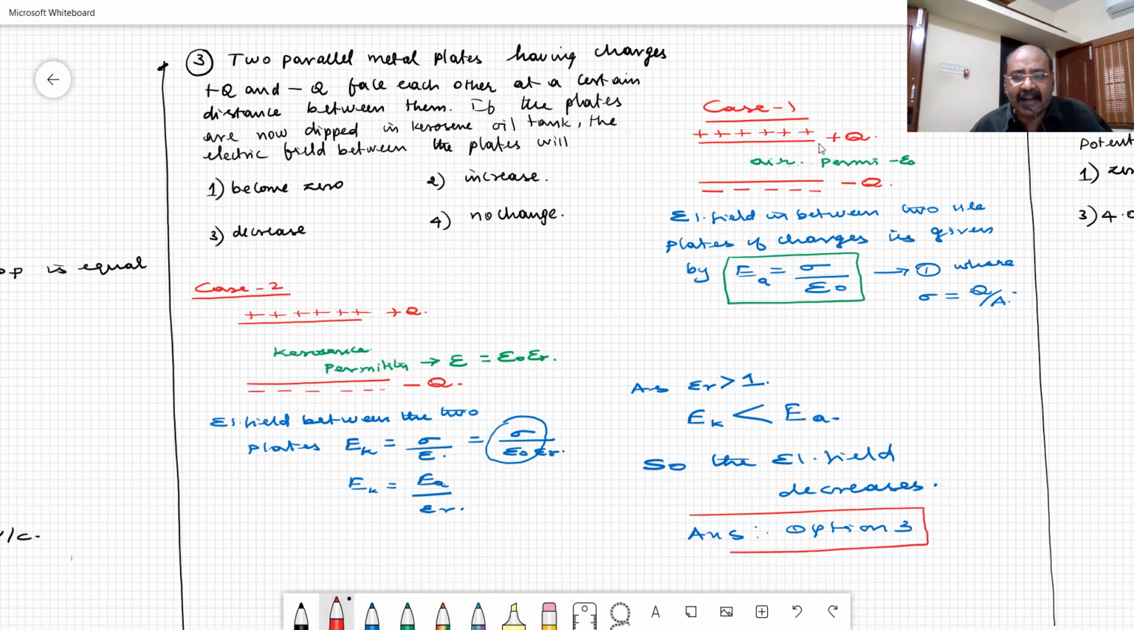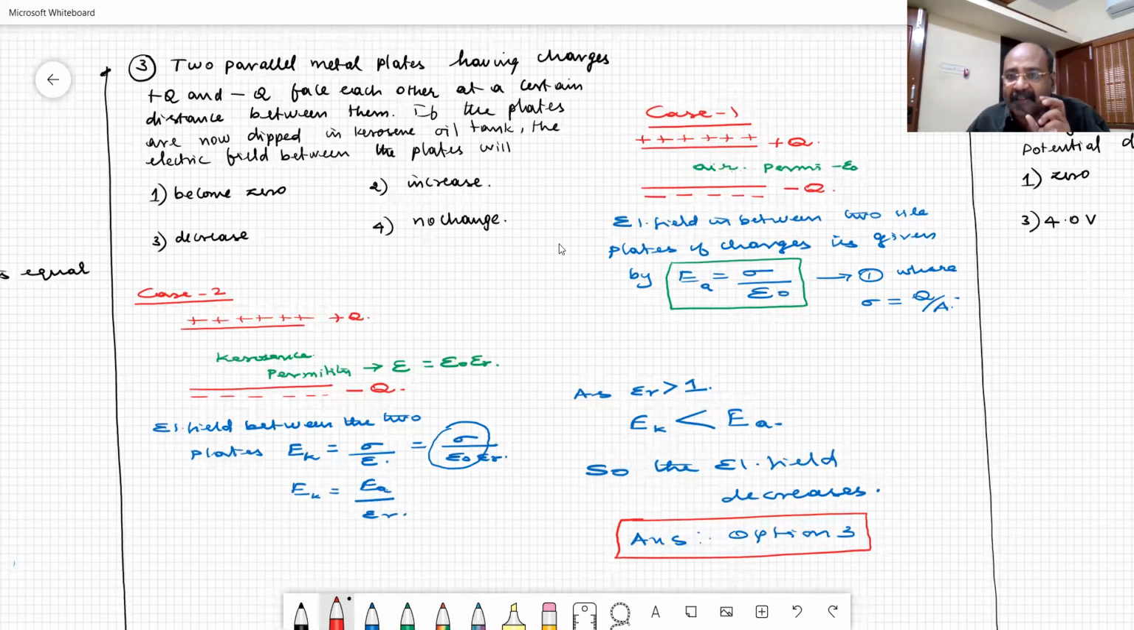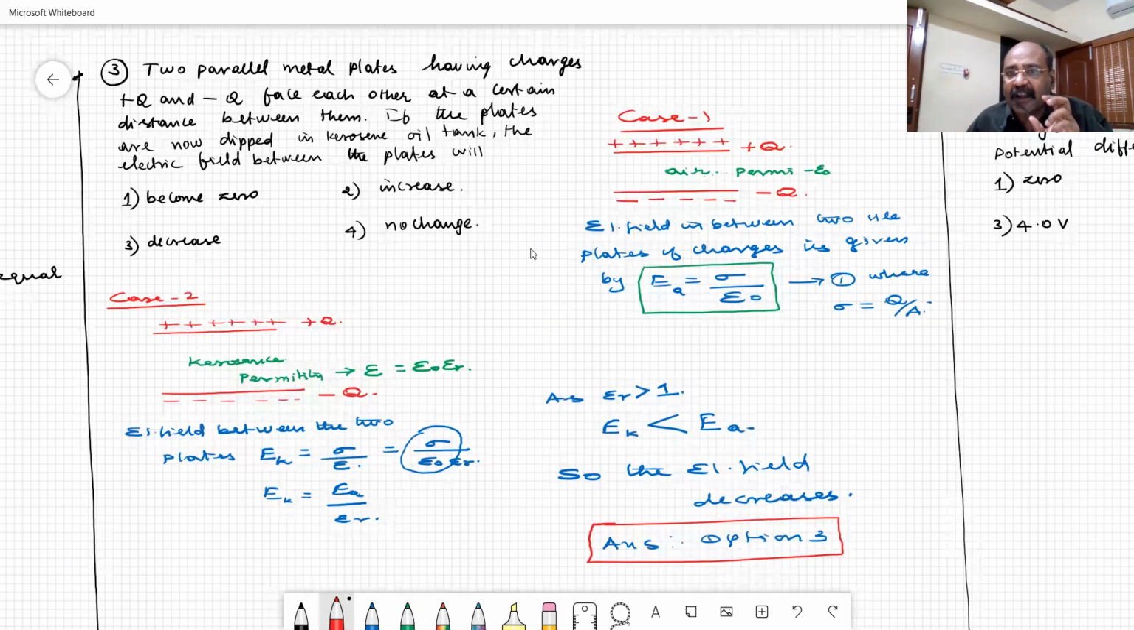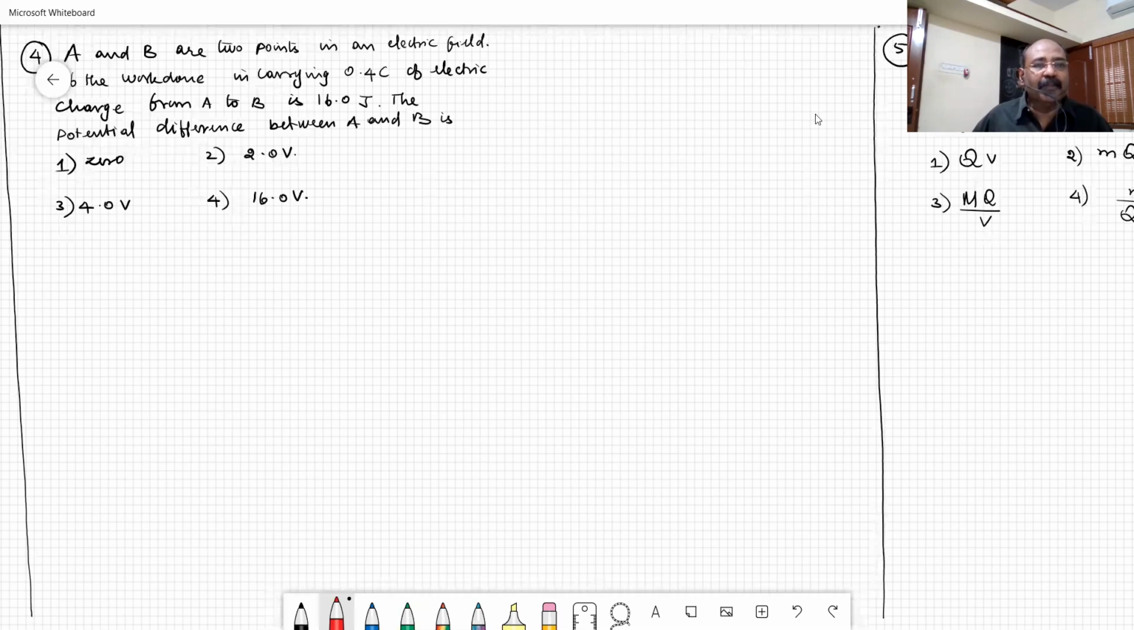In general, if you are introducing a dielectric between the two plates, then automatically the electrical field will decrease, as epsilon r is always greater than 1. The electrical field and the dielectric constant are inversely proportional to each other. Hope you have understood. Let us move on to the next problem.